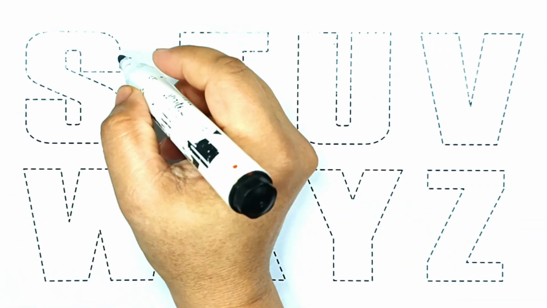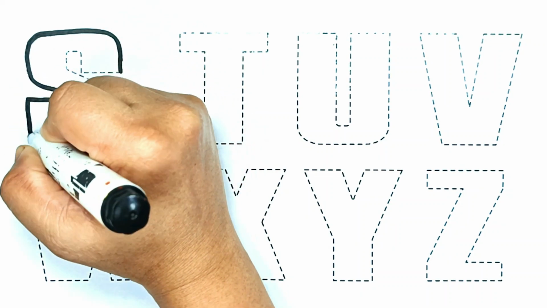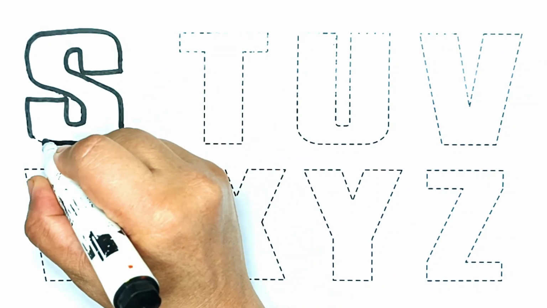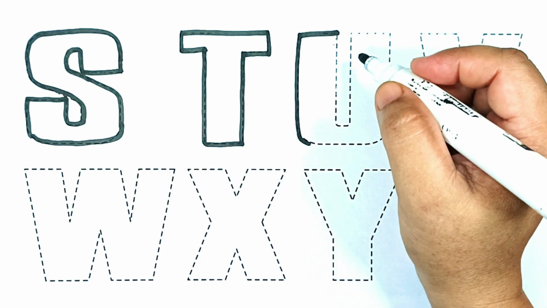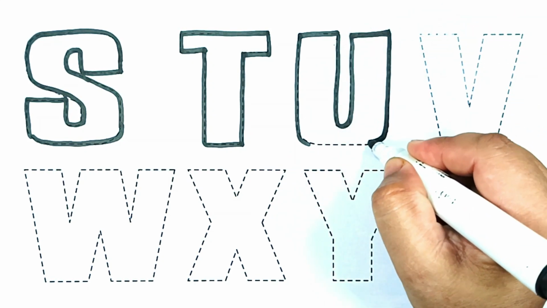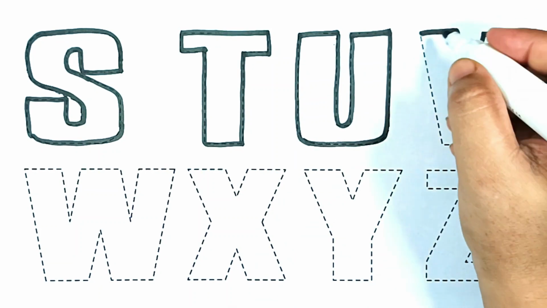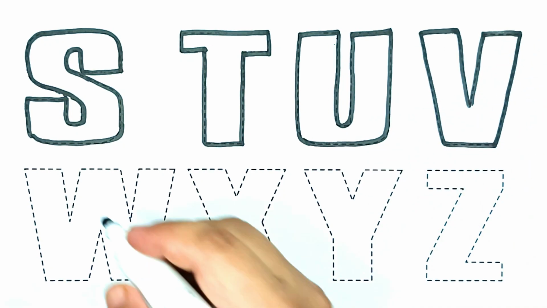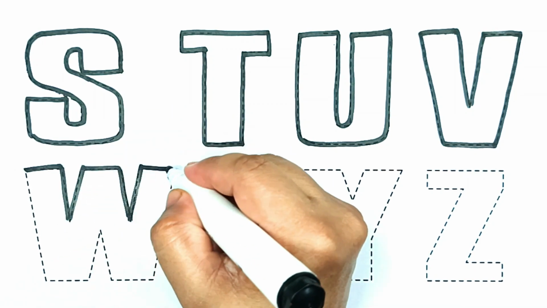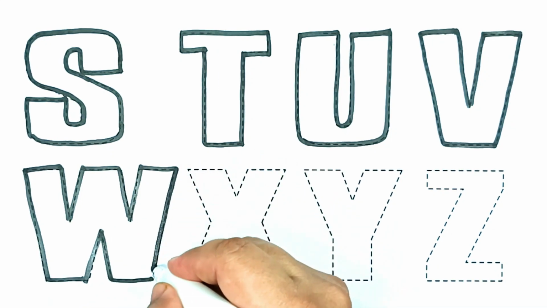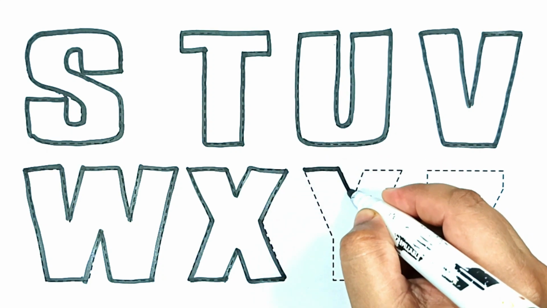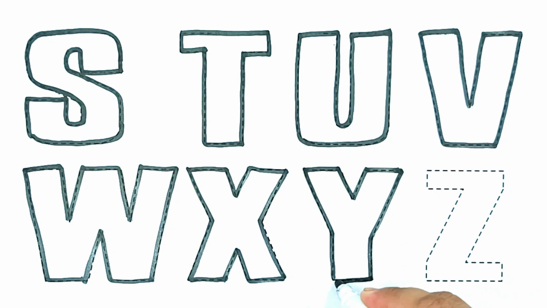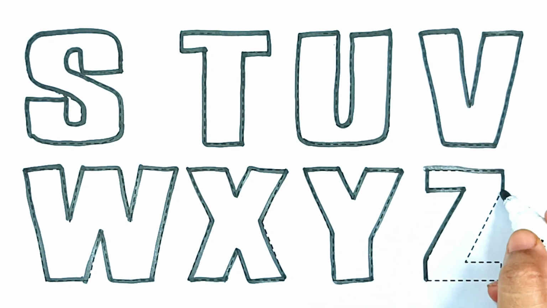Let's trace and paint them together. S, T, U, V, W, X, Y, Z. Let's learn some color names.